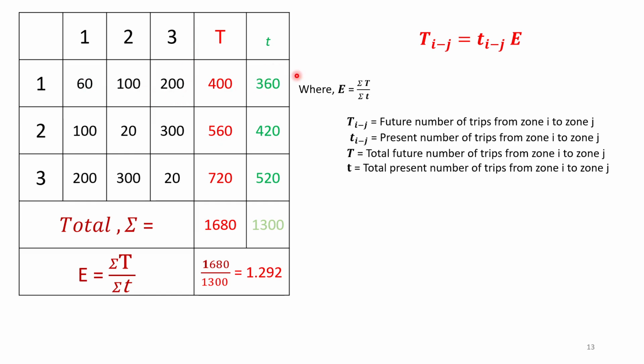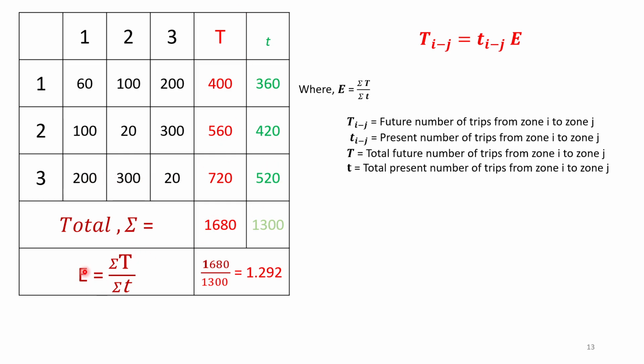So the total comes to 360. And for zone 2, the future trip is given in the question as 560, and the present trip is 100 plus 20 plus 300, which is 420. And from zone 3, the future trip is 720 and the present trip is 520.